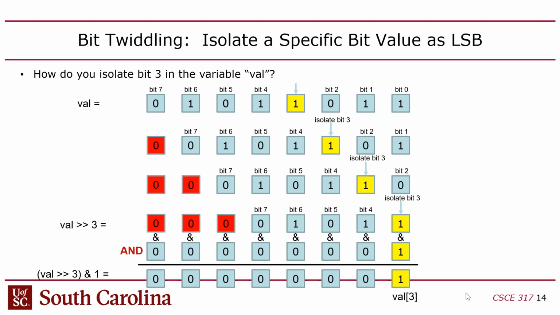So 0, 1, 2, 3, so we shift it 1, 2, 3 bits to the right, and then use this bit mask to sort of just clear off all the other bits. Make sense? Okay. All right.